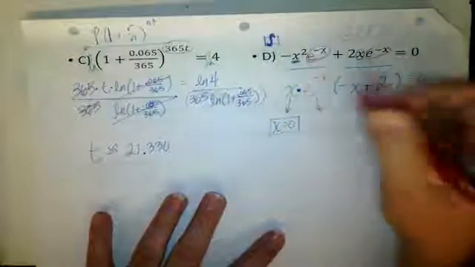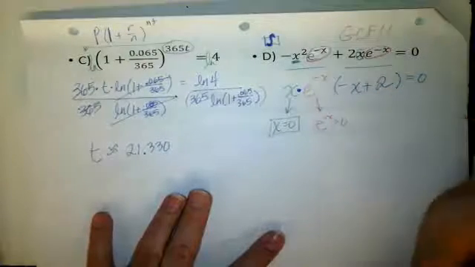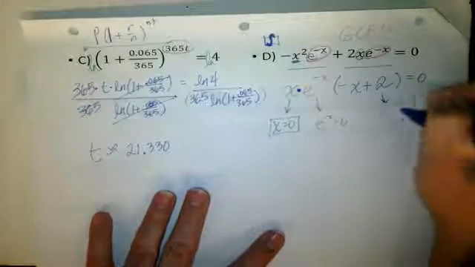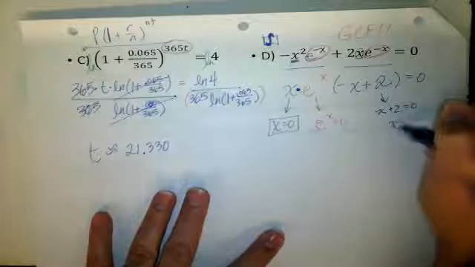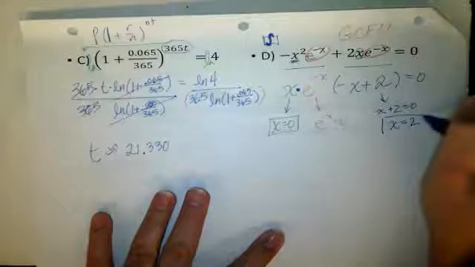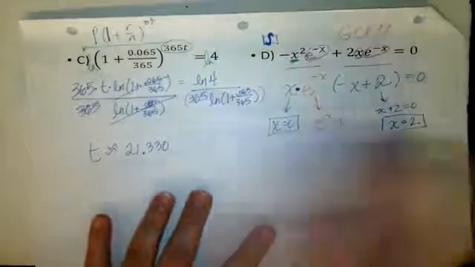So we set x equal to 0. Done. We set e to the negative x equal to 0. I'll do that in a minute. And we set our bubble, negative x plus 2, equal to 0. What's x? 2. Move the x. Yeah. All right, let's do the thing in red there.